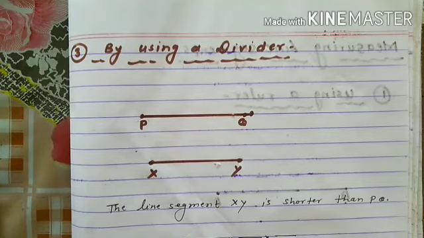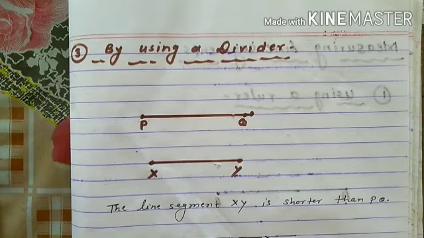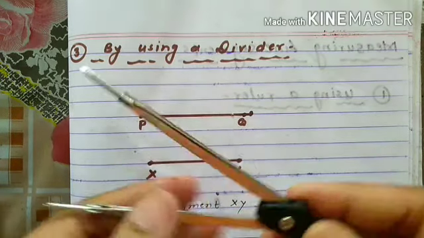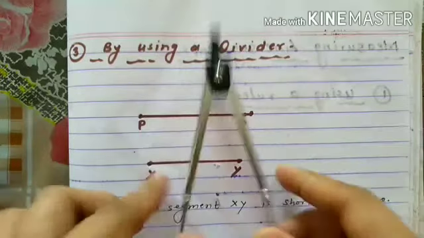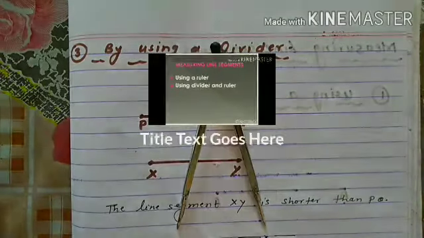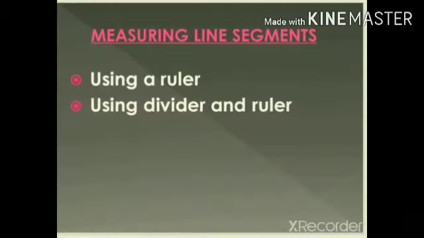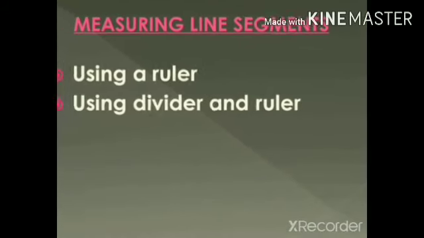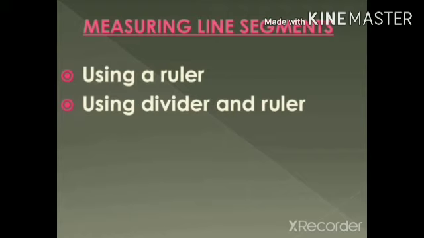So when the difference is more, then we can use the observation method, and when the difference is less, then we have to use this divider method. Now let us learn how to measure line segments. Measuring line segments: we can measure line segments by using a ruler, and using a divider and ruler. Let us understand this.